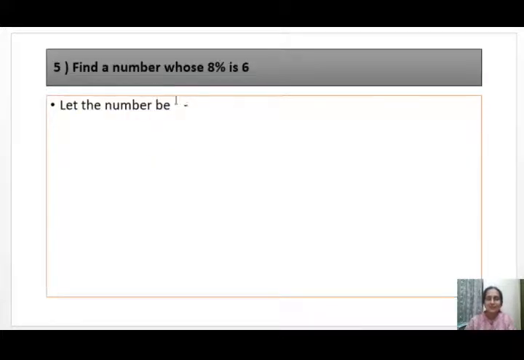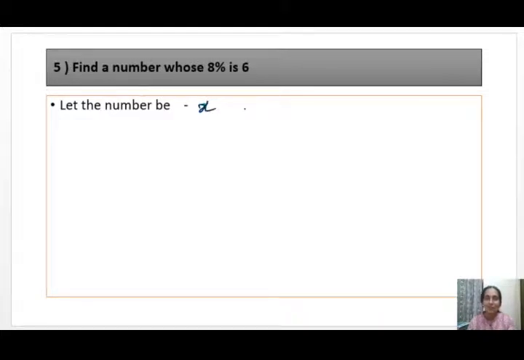Now it is a different type of sum. Find a number whose 8% is 6. Let the number be x. Now here you have to find the number. It is not the percentage. In the previous sum, you had to find out the percent, given that some percent of 36 is 9. But here in this sum, find a number whose 8% is 6. Now let the number be x.